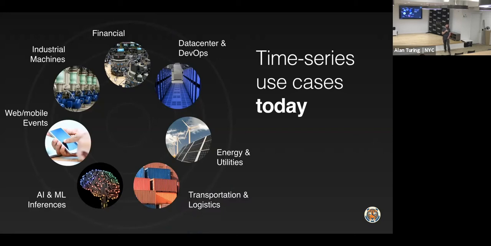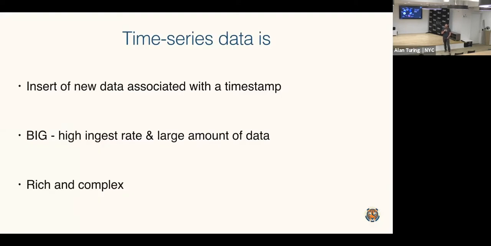But we're seeing it all over the place with industrial machines, where heavy industries want to do operational analytics and predictive maintenance. We're seeing it in transportation and logistics, where we all need help figuring out where our Amazon packages are. And we're seeing it in all these other applications as well.